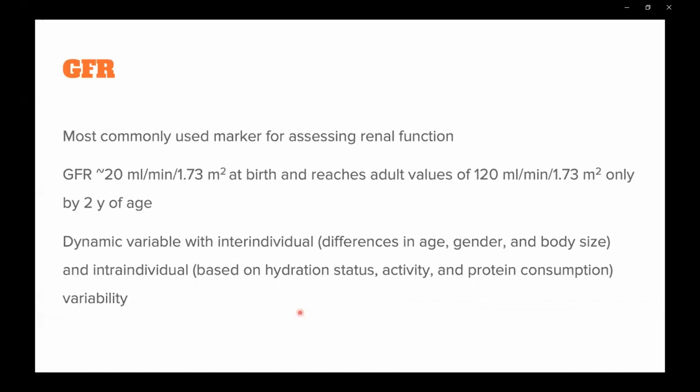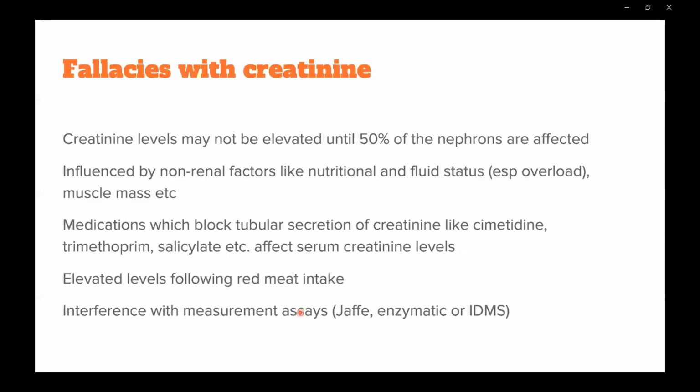Remember, GFR is a very dynamic variable. There is a lot of inter-individual and intra-individual variability, due to differences in age, differences in gender, the body size and habitus, the muscle mass, what is the hydration status, what is the activity of a particular person, and what is the level of protein consumption that person has had. So all these have an effect on the glomerular filtration rate.